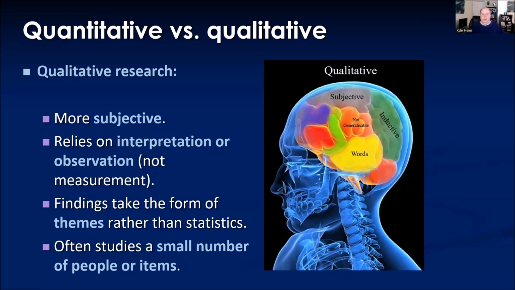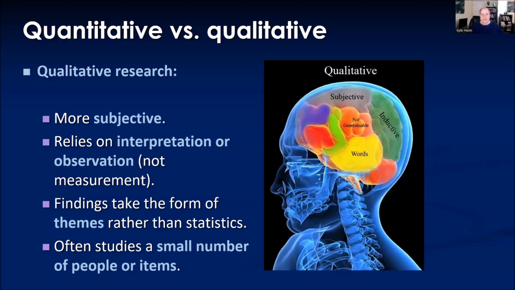So if you're doing a study where you are observing the day-to-day operation of public relations firms, over the course of your observations, you probably start to notice certain patterns or certain themes that emerge. Those are your findings. Your findings are those themes rather than numbers or statistics. Qualitative research aims more for depth rather than breadth. So qualitative research tends to study a much smaller number of people or items, but studies them in a lot more detail or depth than is possible with quantitative research.